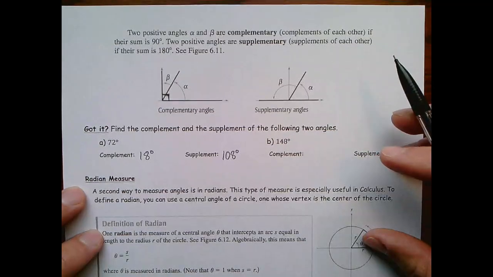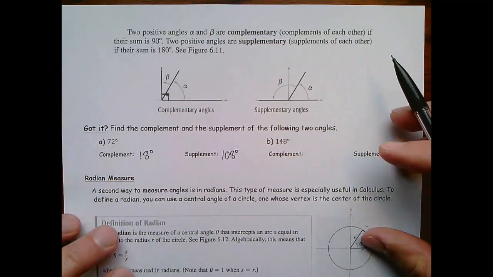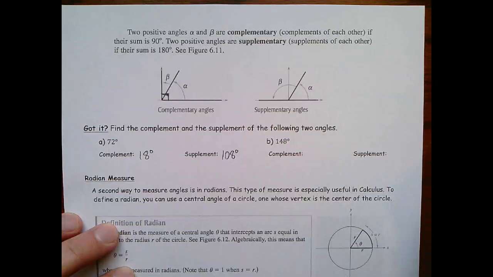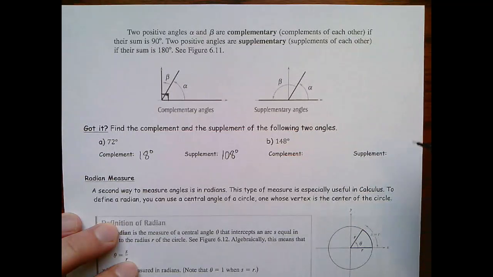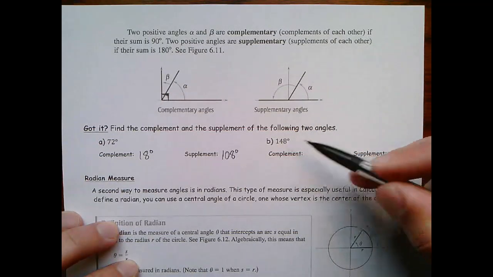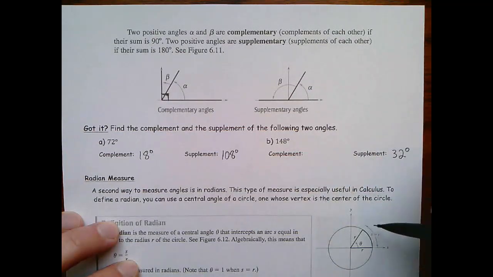Some people would say there is no complement. But in this case, we can talk about negative degree measures. The supplement might be the easier question. How can I get from 148 to 180? Well, I can just add 32. If I add 32, I know adding 2 will get this to 150. Adding 30 more will get it to 180.